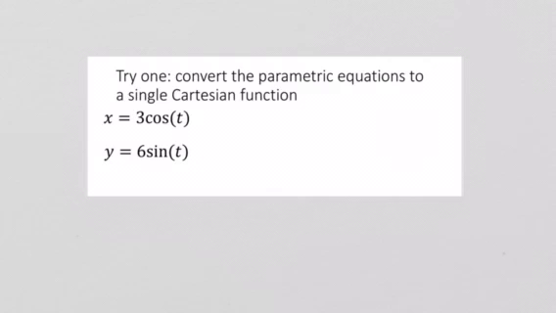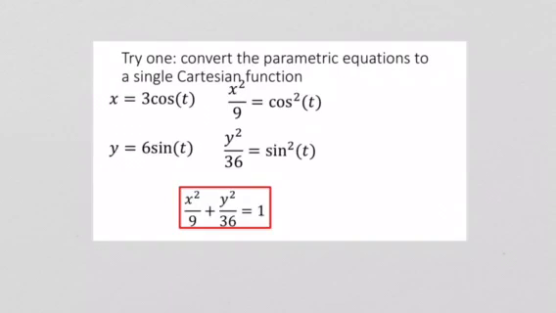Okay, we're going to do one more, and then I'm going to split it up and take a break and make another video. So try this one, convert the parametric equation to a single Cartesian function. So you should pause and try, and then unpause and check the answer. So we square both sides. x squared equals 9 cosine squared t, and then divide the 9 over. Square both sides, divide 36 over. And then our Pythagorean trig identity says we can add these together and set them equal to 1. So x squared over 9 plus y squared over 36 equals 1.